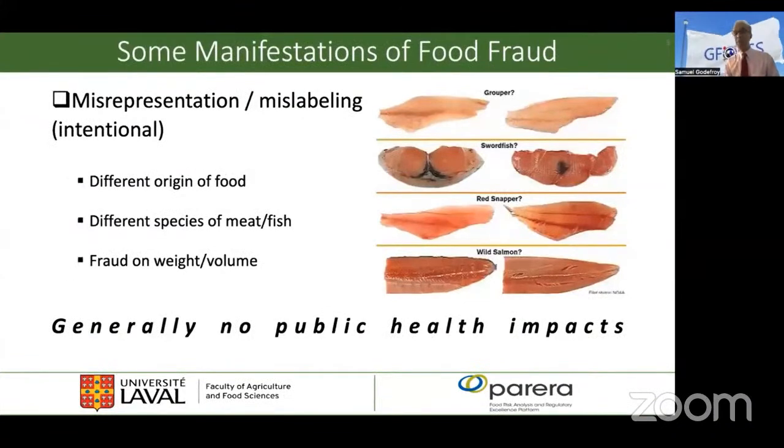Now, when we look at the manifestations of food fraud incidents, it spans from the intentional misrepresentation, again, without altering the composition of the food. So essentially through mislabeling or misrepresentation, for example, presenting food from an origin that is different from where the food was sourced, introducing different species of meat or different species of fish, but also altering the weight and the volume of a product.